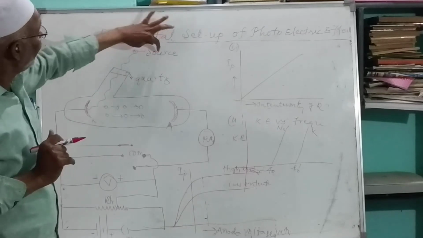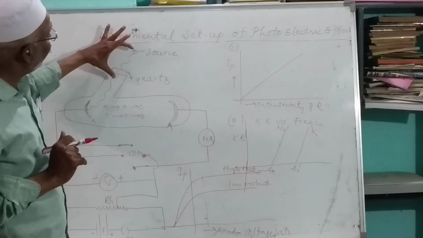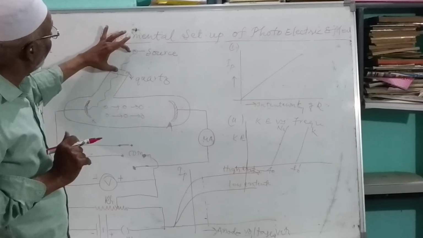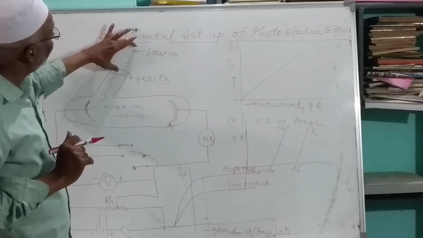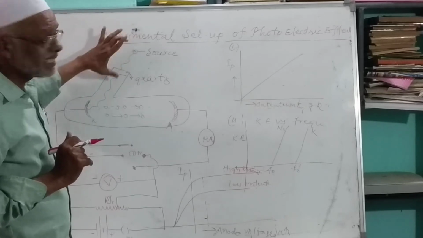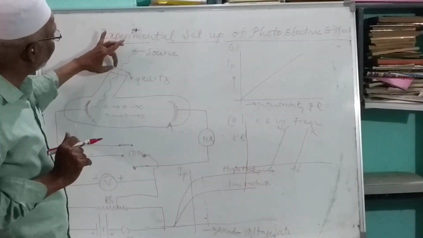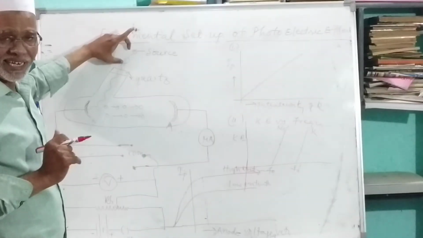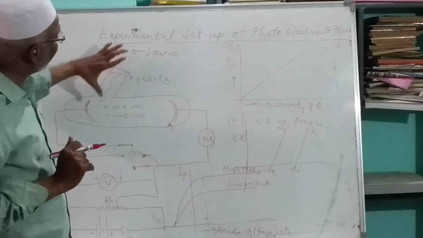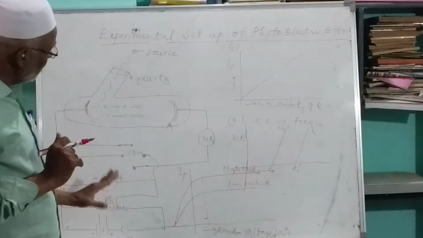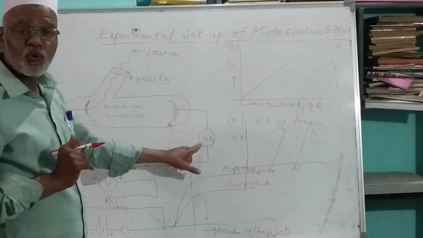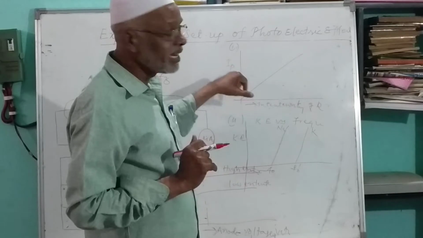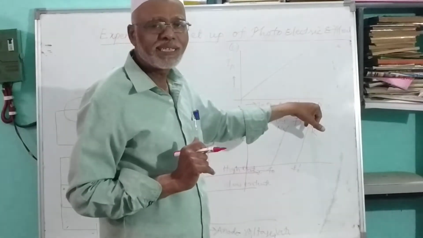See, the source of light radiation: as you change the distance between the quartz window and the source, the intensity is going to change. By changing the distance between the quartz window and the source, we can vary the intensity of light radiation. So on changing the intensity of light radiation, what happens to the strength of photoelectric current? That means you are studying the relation between the strength of photoelectric current and intensity of incident radiation.